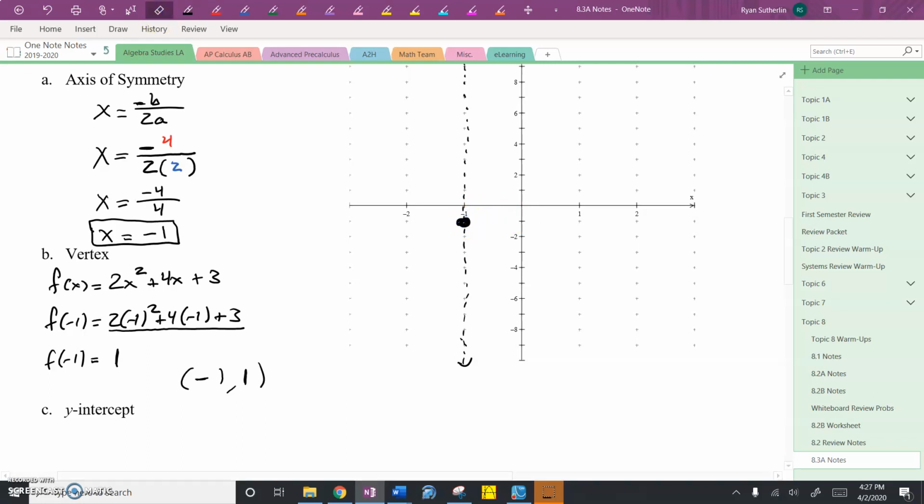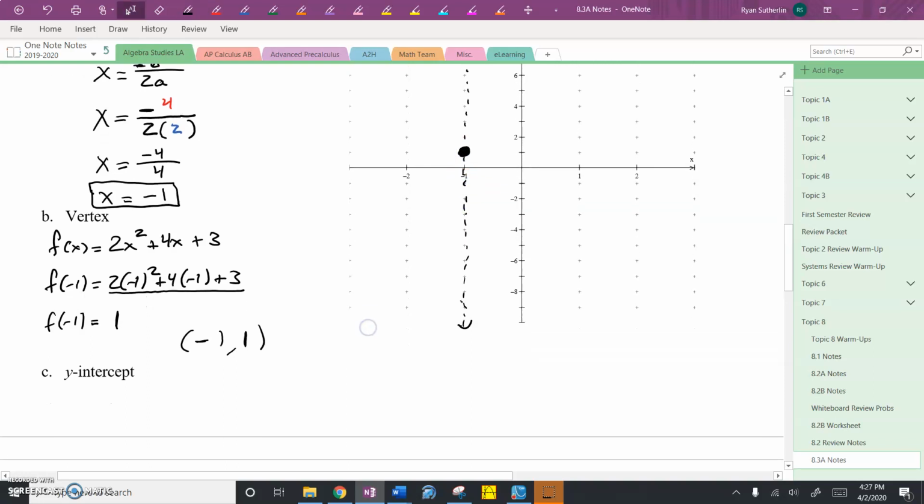Oh, that's in the wrong spot. I'm sorry. We'll go over here and do -1, +1. There we go. Now the y-intercept. The y-intercept, everyone, is the easiest part when it's in standard form. The y-intercept is always whatever the c value is.